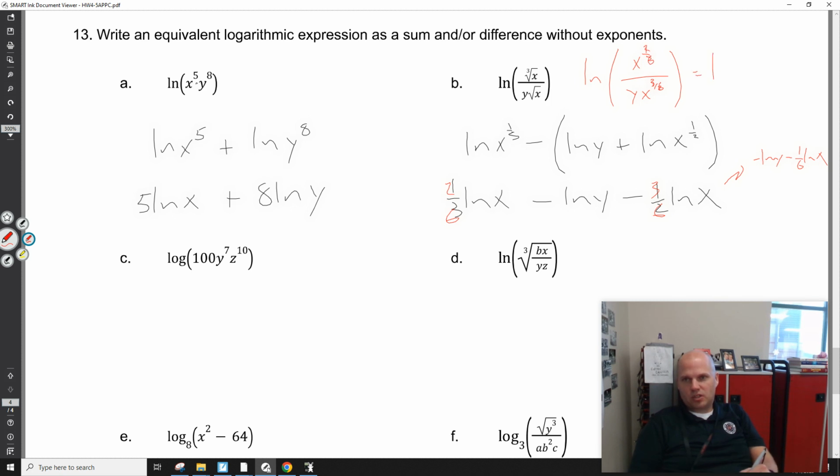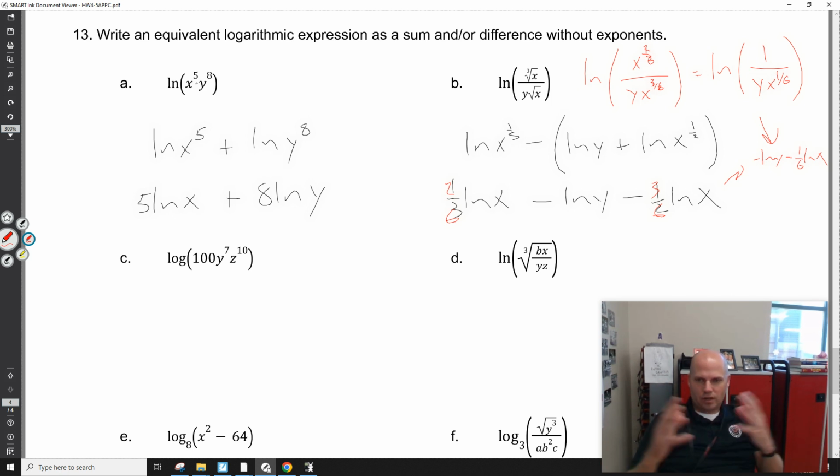If I simplified to start, I would have gotten log of 1 over y x to the 1/6. Look at what I have. This turns into log 1 minus log y minus log x to the 1/6, or 1/6 log x. This and this are equivalent. Log 1 is 0. It's just a cool thing where exponent rules and log properties really show their connection.